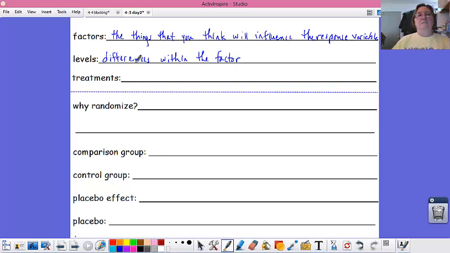In medical experiments, which quite frankly a lot of what we're going to say pertains to, because it's a common use of this, levels might be different dosages of a new drug. It could be number of doses in a day, that kind of thing. Levels, differences within the factor. The treatments are combinations of factors and levels.